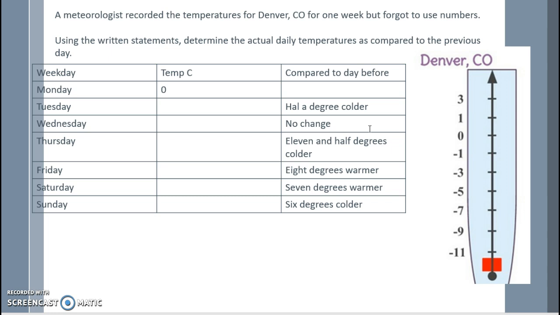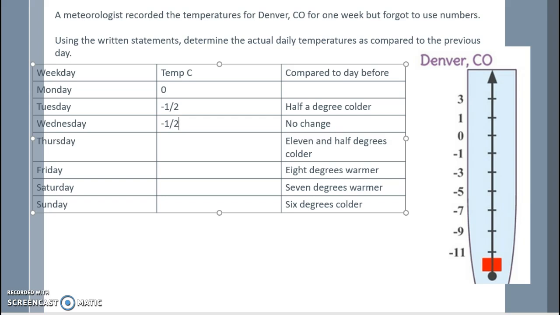A meteorologist recorded the temperatures for Denver, Colorado for 1 week, but forgot to use numbers. Use the written statements to determine the actual daily temperature as compared to the previous day. So on Monday it was 0. On Tuesday it was half a degree colder. So if we were at 0 and it's half a degree more cold, we would be at -1/2 a degree. On Wednesday there was no change, so it would stay at -1/2.